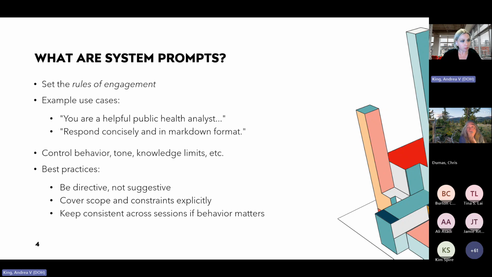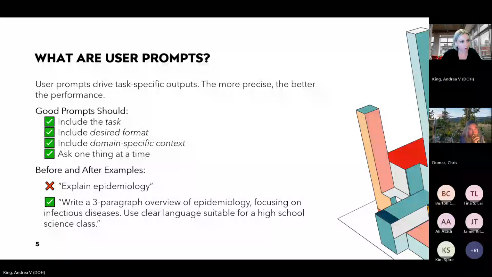And best practices are to be direct. Imagine you're explaining a task to a very smart person who isn't really sure anything about how you want them to do it. I find that's helpful for me. Make sure that you cover the scope of what you want it to do and the constraints explicitly, especially if you're getting into more complicated prompting, and try to keep it consistent across sessions if the behavior of the model is important for your outputs.